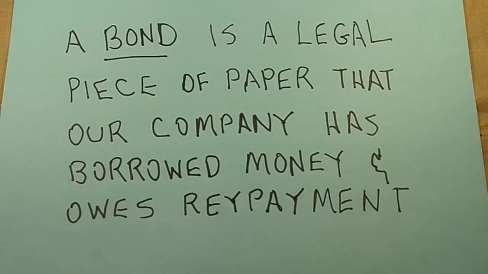So, a bond is a legal document. I'm calling it a legal piece of paper, although I realize today a lot of things are electronic. So it's a legal document or piece of paper that evidences our company's borrowed money and that it owes repayment to somebody.